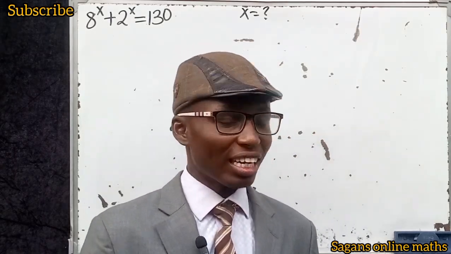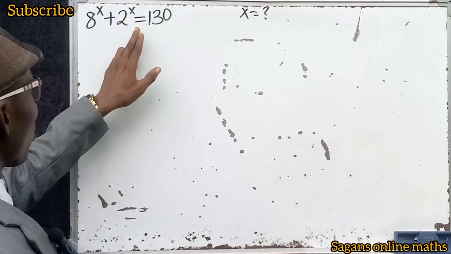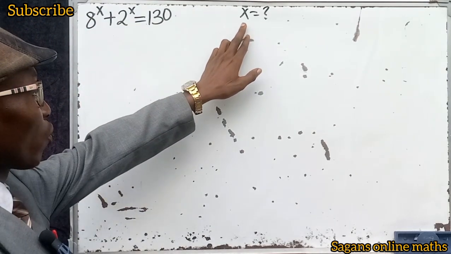Let's solve this question together. Now we're going to solve 8 to the power of x plus 2 to the power of x equals 130. We are asked to look for the value of x.